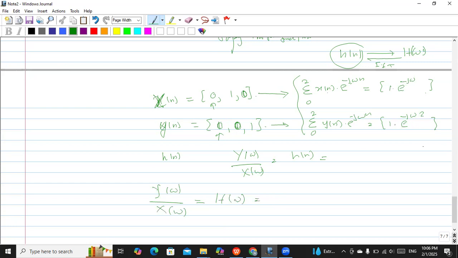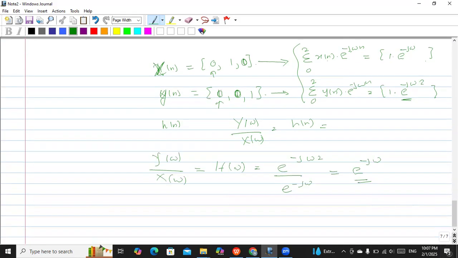So that is what? Y omega is this one, e to the power minus j omega 2. X omega will be this one, e to the power minus j omega. So what is the value here? E to the power minus j omega, no? Because this one is reduced by this one, minus j omega. So this is the H omega.